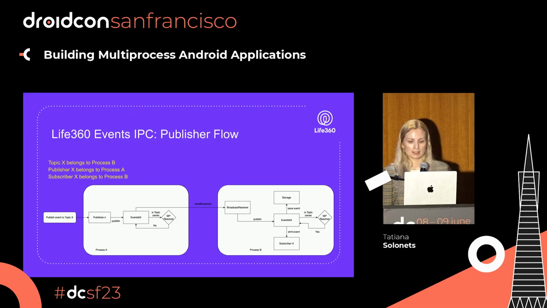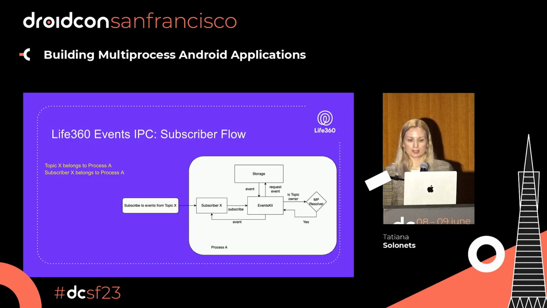And what it does, it basically sends a broadcast, as we just discussed, the intent-based communication for IPC. It sends a broadcast, and the receiver on another process gets it and publishes it into its own instance of Events Kit. So we have two instances of Events Kit, and in process B, it's all easy because now we know process B owns this topic X. So we just save the event and emit it to subscribers.